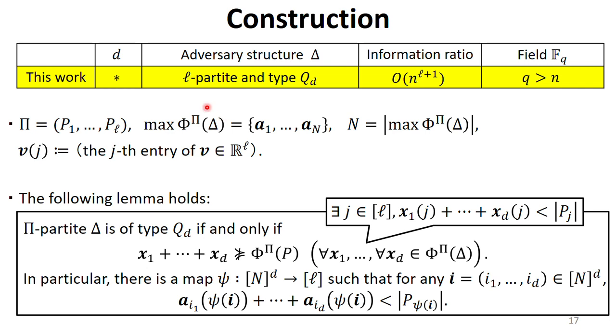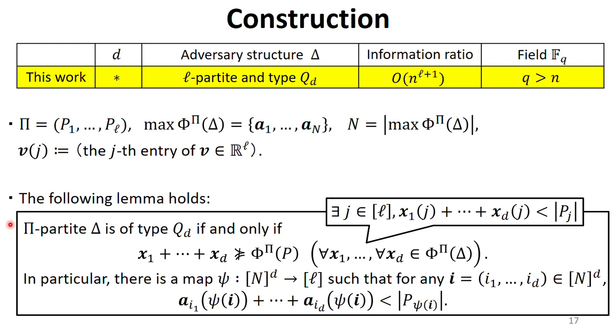So now I consider any L-partite adversary structure of type QD, and let pi be a partition of P, and we list all the maximal vectors a1 to an, and in the following, v_j means the jth entry of a vector v.